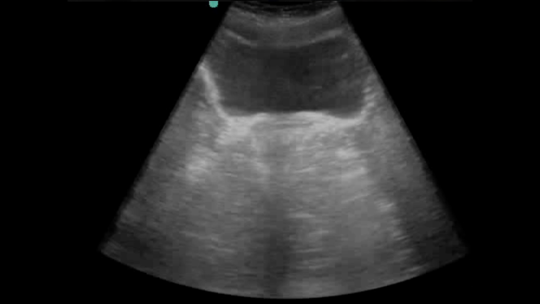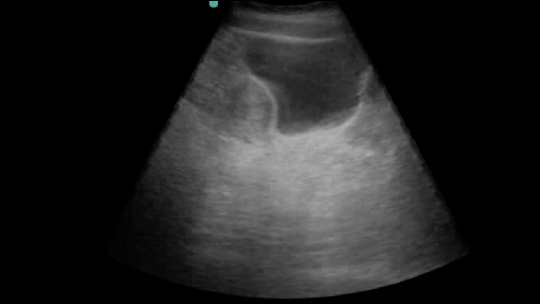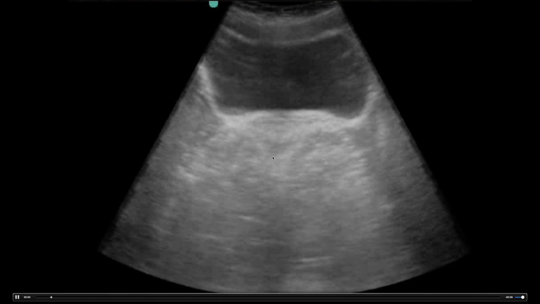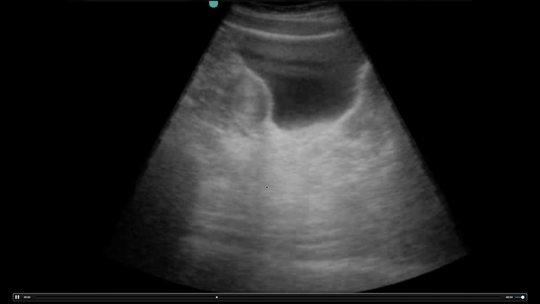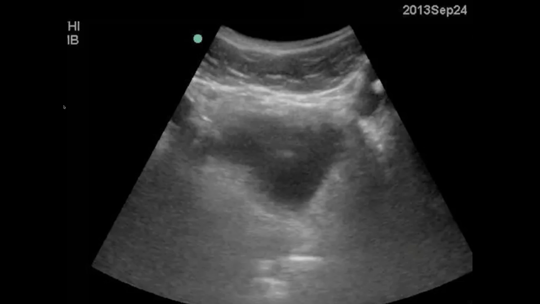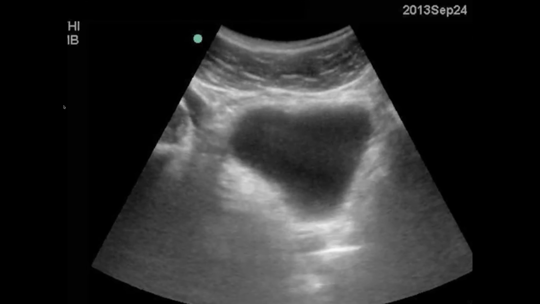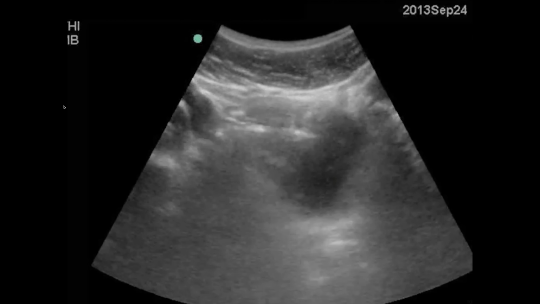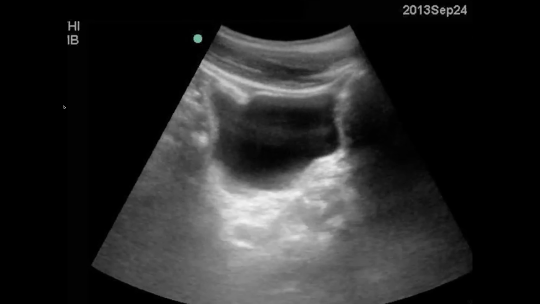This is a female. You can see that uterus sitting right behind the bladder. You could probably turn your gain down and turn your depth down a little bit to lose all this kind of schmutz back here. It's another view. Fanning back and forth, back and forth.